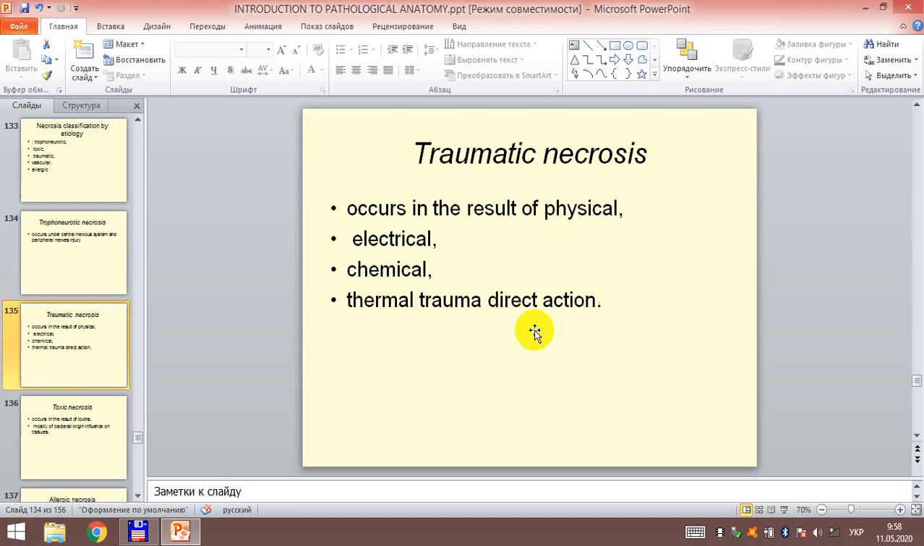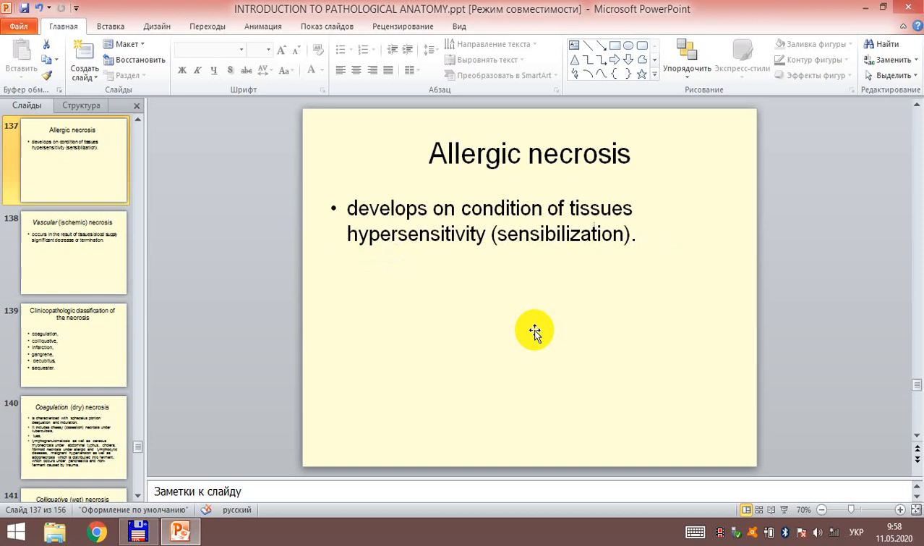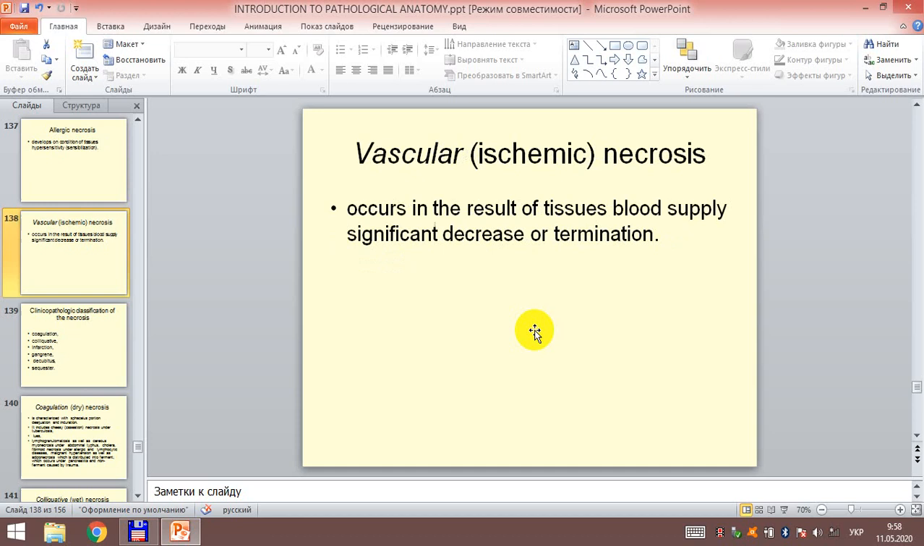Traumatic necrosis occurs as a result of physical, electrical, chemical, thermal trauma, direct action. Toxic necrosis occurs as a result of toxins, mostly of bacterial origin, influencing tissues. Allergic necrosis develops on condition of tissue hypersensitivity, sensibilization. Vascular or ischemic necrosis occurs as a result of a significant decrease or termination of tissue blood supply.